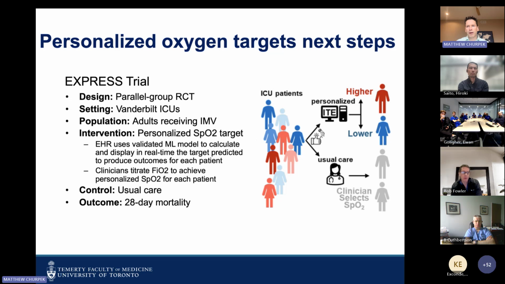So with that in mind, in a trial led by Matt Semler and the Vanderbilt group, they're currently planning what they're calling the Express trial, which is a parallel group RCT. It'll be done in the Vanderbilt ICUs for patients receiving mechanical ventilation. They're going to compare a personalized SpO2 target based on the machine learning model we developed, and the control group is going to be usual care, and they're going to see if the machine learning model can improve outcomes as compared to usual care in the study.